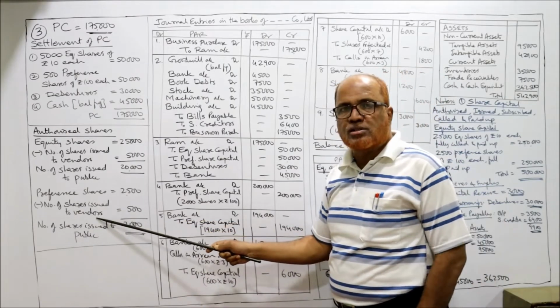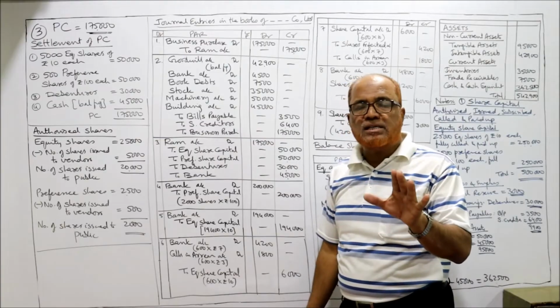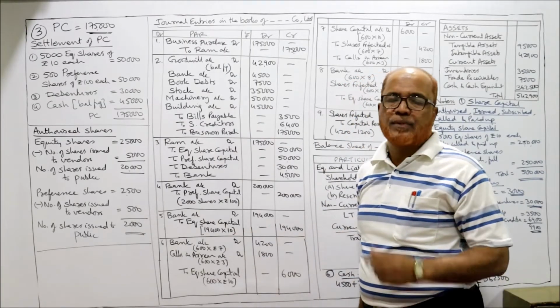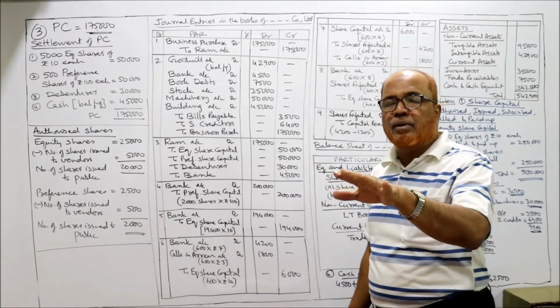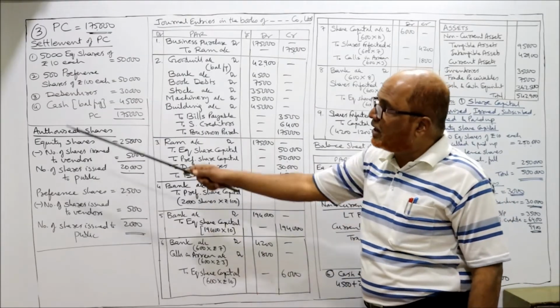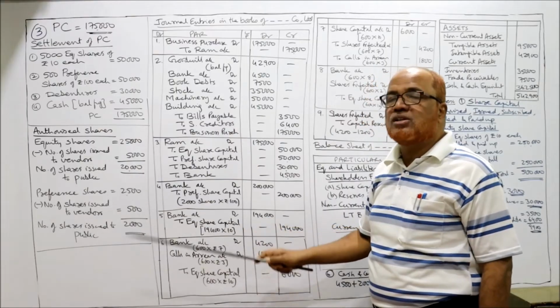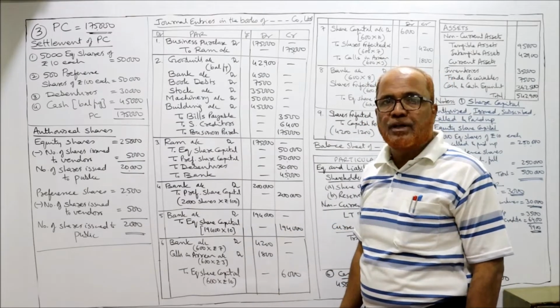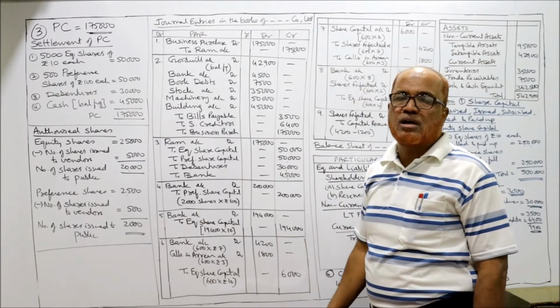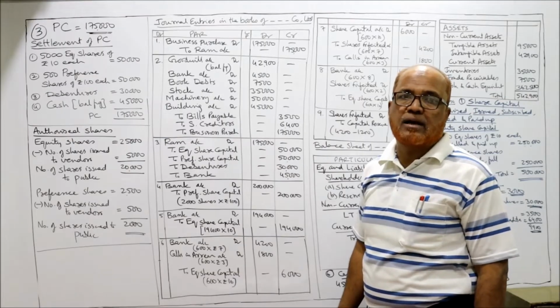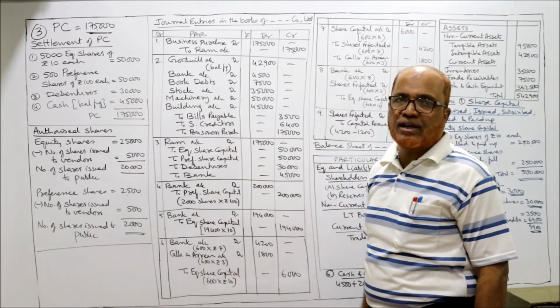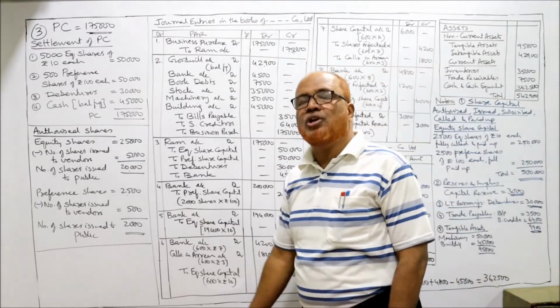Similarly, preference shares. The total number of authorized preference shares are 2,500. Out of 2,500, how many preference shares are issued to Ram, the vendor? 500. So out of 2,500, 500 shares are issued to the vendor, Ram. The remaining 2,000 shares are issued to the public. So this is the clear working note. Now we'll come to the journal entries.